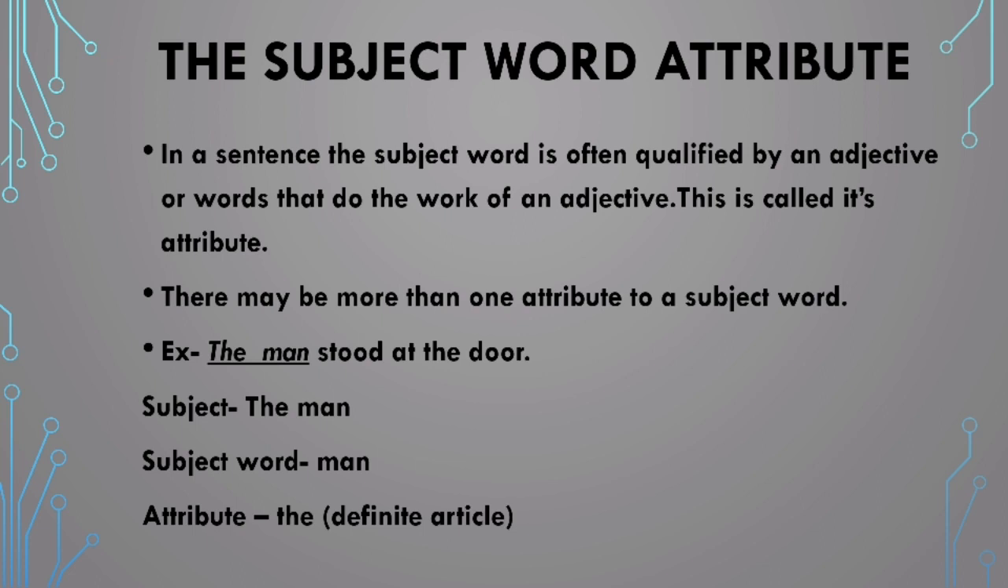Okay, but in this the man, the important subject word is man and attribute क्या है इसका? The, जो कि एक definite article होता है. You all know this, that the is a definite article and a and an are indefinite articles. This you have studied in your previous class, right? So in this, man is the subject word and the is its attribute.